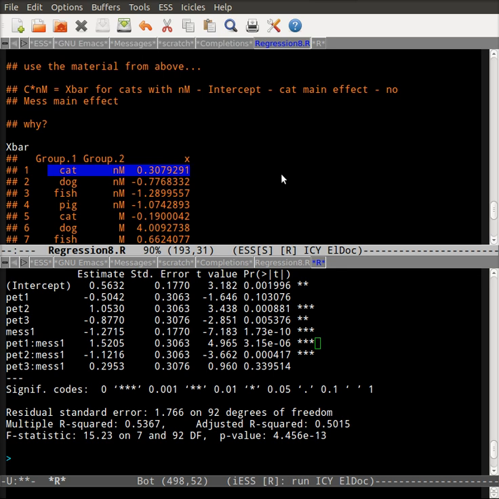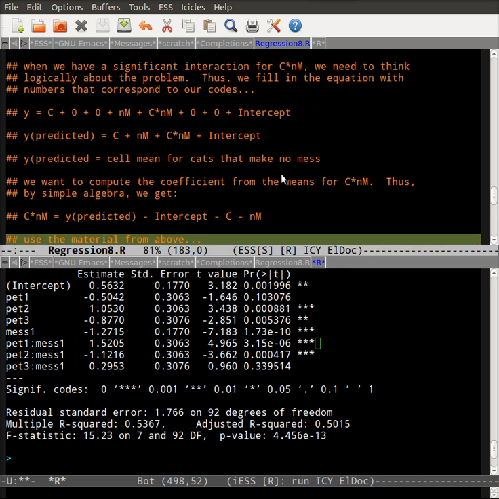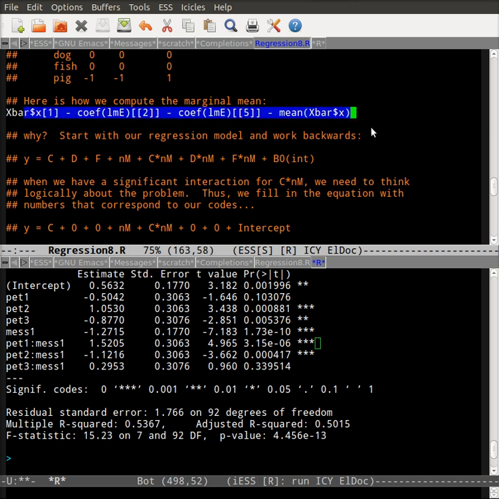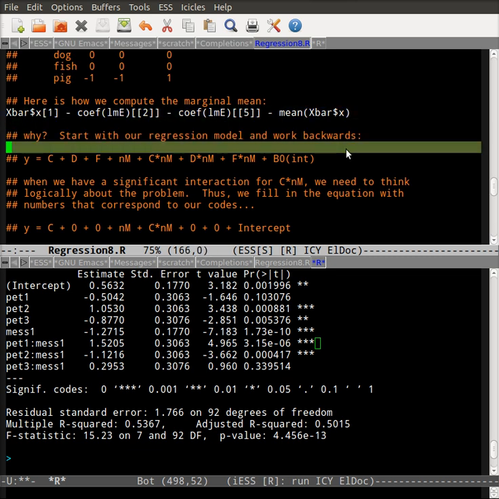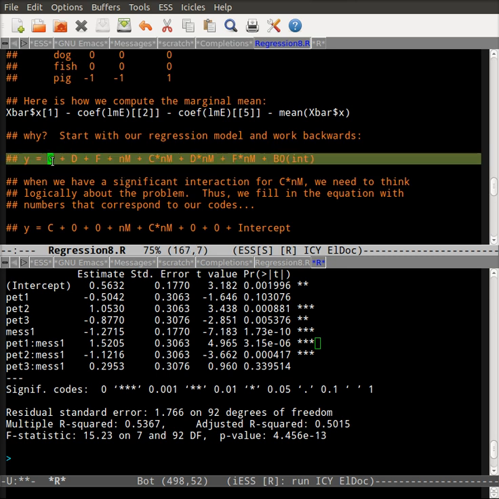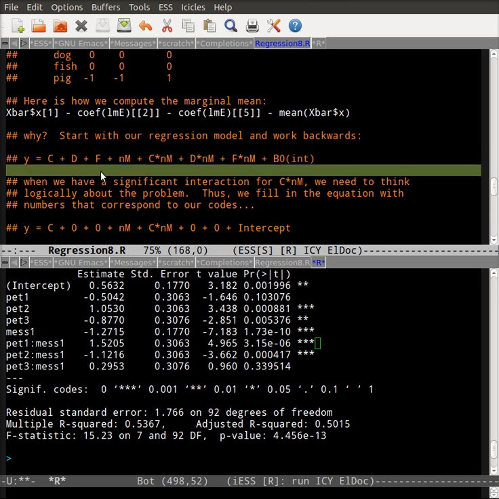That's my y hat. So what I'm going to do is calculate it, and I want to be able to put that value back into my equation. So this is how you calculate it, but let me just start out with the regression model and work backwards to show you how you get there. So remember that we have a very simple model. We have y equals cats plus dogs plus fish. Now, pigs turn out to be implicit in this model, and so we're not calculating pig explicitly. Pig is implicit in the model, and we can calculate what pig is by taking the grand mean and subtracting out all of the other coefficients.